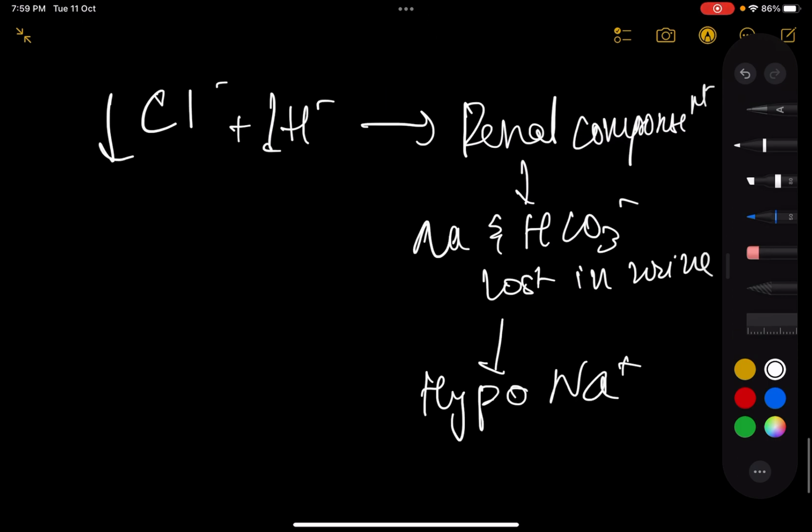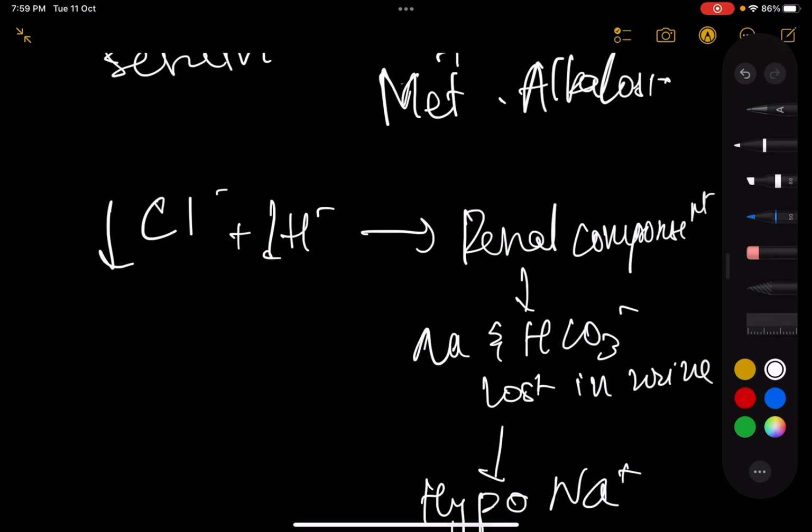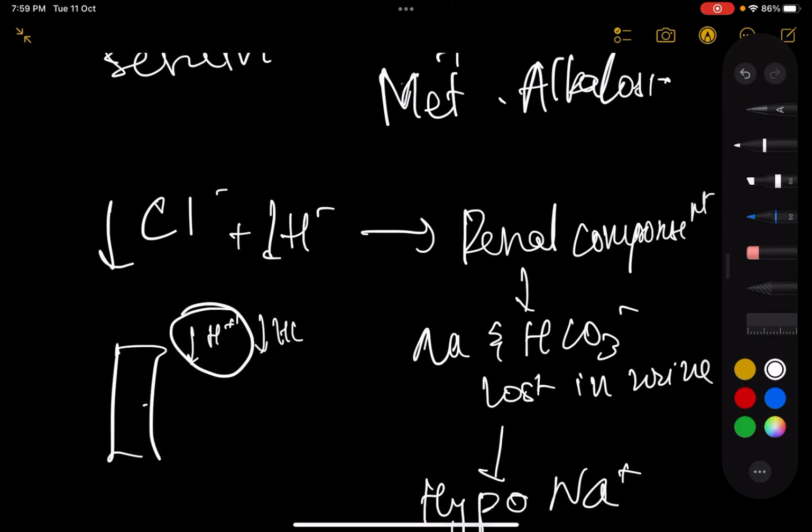Okay, why is sodium lost? Let me just draw the entire mechanism. Let's say this is your GFR and you have H plus entering, but you have low levels of H plus, so the H plus entering is already very low in its amount. You have bicarbonate also being lost, and here you have a carbonic anhydrase, also in the lumen.